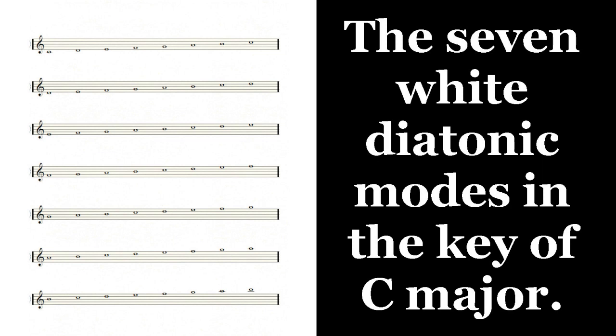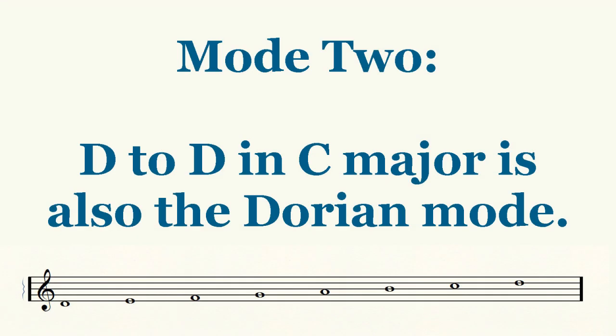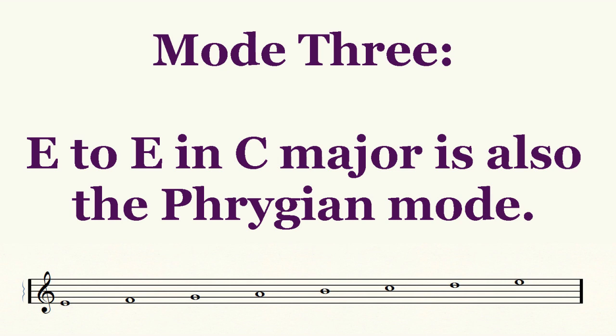We probably want to immediately know that the scale of C major can be considered as 7 different modes all starting on different letters. They all have Greek names, so using that system, C to C in C major is also the Ionian mode. D to D in C major is also the Dorian mode. E to E in C major is also the Phrygian mode.